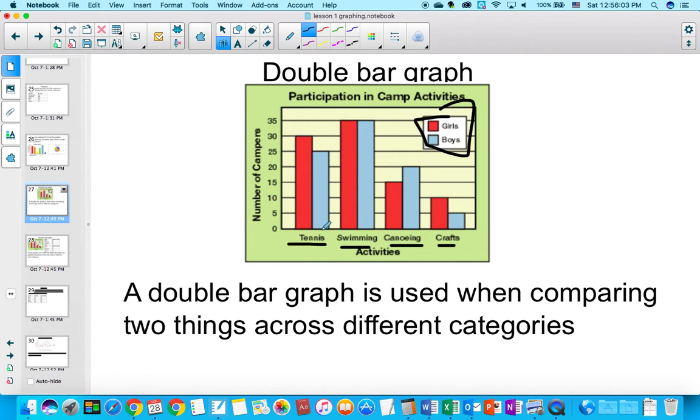Red for girls and blue for boys. And these graphs show the comparison between the two, right? It seems here that girls like tennis more than boys, while swimming seems to be equal, and canoeing seems to be more popular among the boys. And for crafts, you have girls liking crafts more than boys. This is not saying that this is true across all groups, just at this camp, it just seemed to be true. And so we have this data, we have this information.